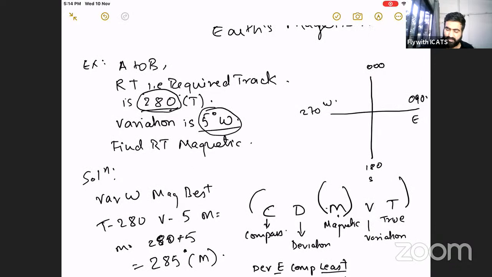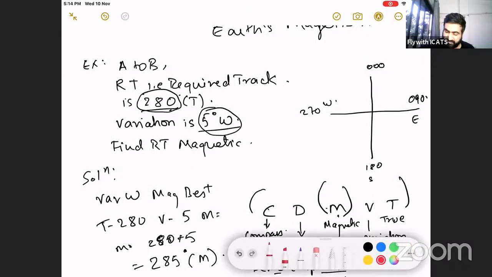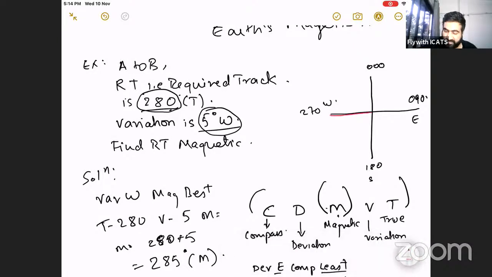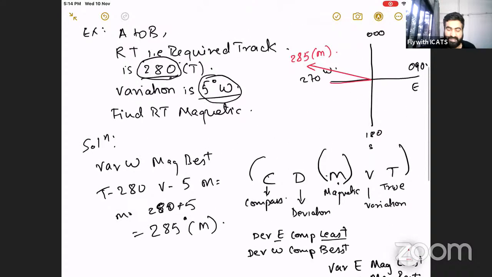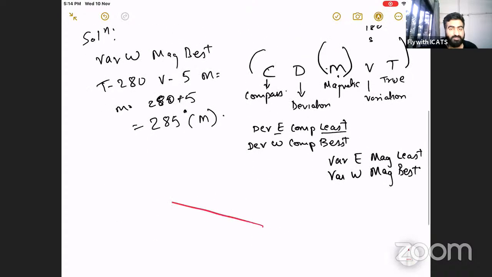So considering our magnetic track to follow is 285, I look at my cardinal points. Where do I get 285? This is 270. So 285 would be somewhere here. This is 285 magnetic. Now this direction is actually my direction. A parallel to this direction, I can draw anywhere. A to B. This is the line my aircraft has to follow from A to reach B in terms of directions. And you can do that very well with the help of a compass.